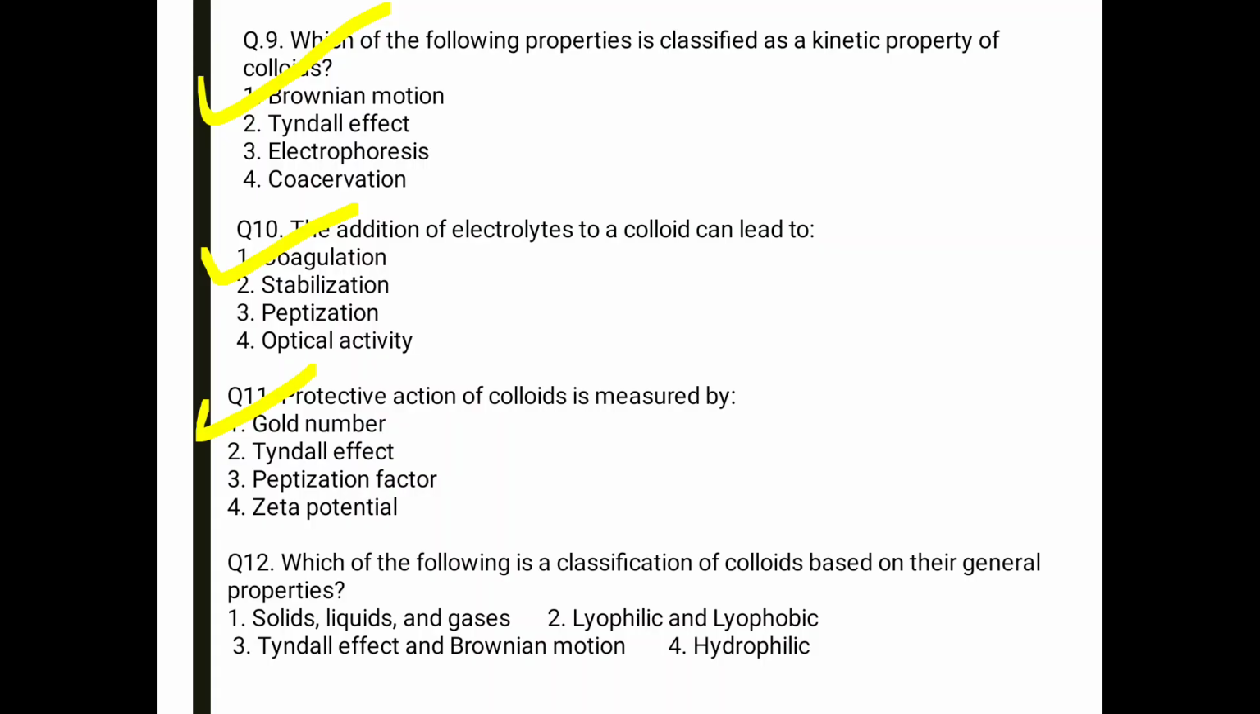Next, which of the following is a classification of colloids based on their general properties? First, solid, liquid, and gases. Second, lyophilic and lyophobic. And third, Tyndall effect and Brownian motion. And fourth, hydrophilic. Option 2 is the correct. Lyophilic and lyophobic is classified colloid based on their general properties. Solid, liquid, and gases based upon state of matter.